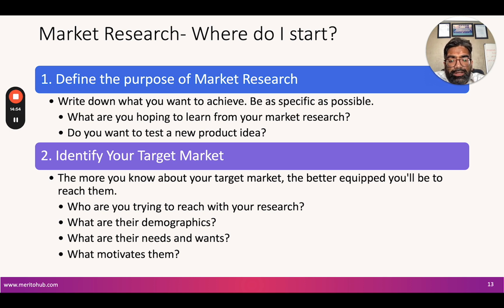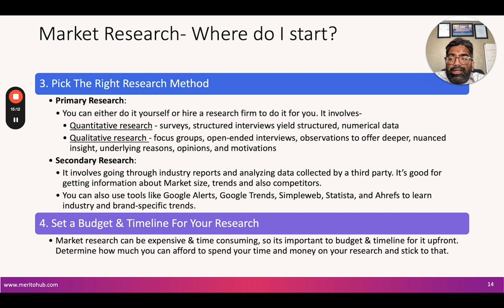And needs and wants are different things. So you need to identify, okay, is the purchase happening out of need or is it happening out of want, right? What motivates them to buy, right? And these questions will help you to decide, okay, who is the target market, and then pick the right research method.